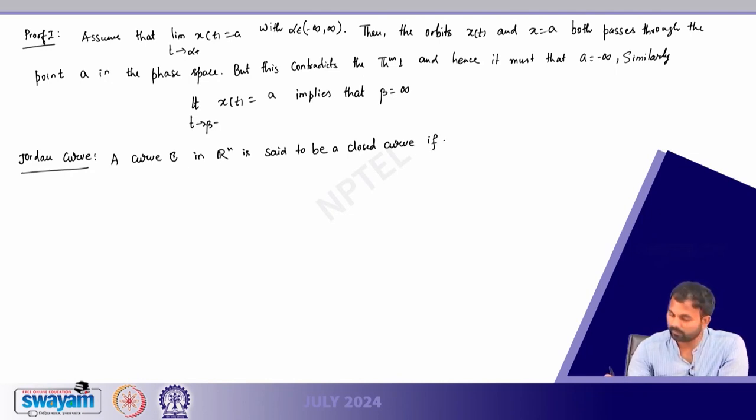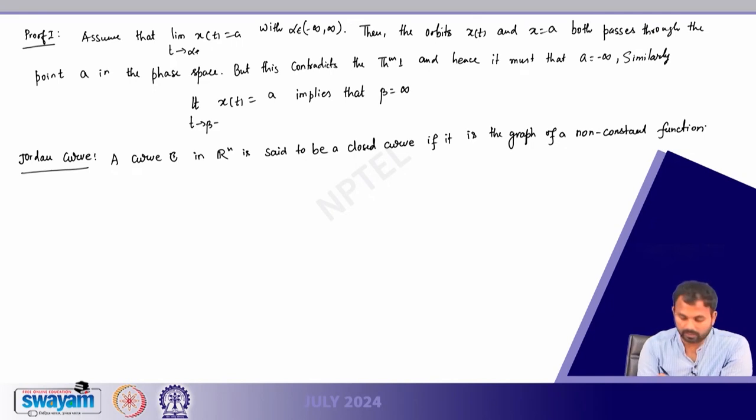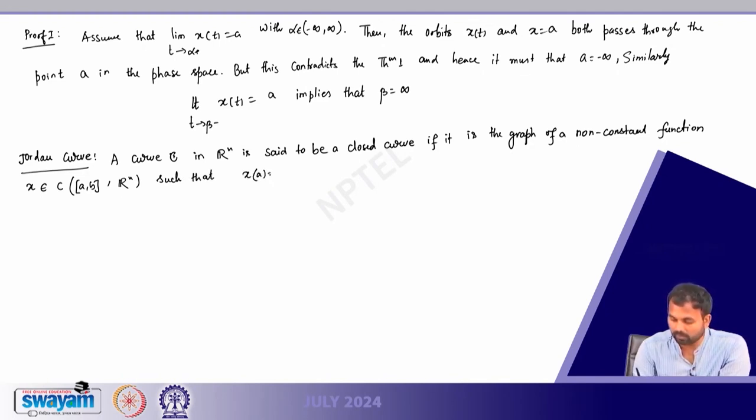is said to be a closed curve if it is the graph of a non-constant function x belonging to the set of all continuous functions defined over [a, b] into R^n such that x(a) equals x(b).